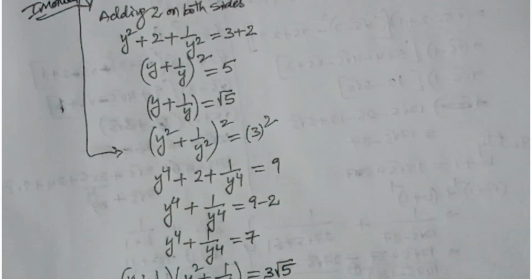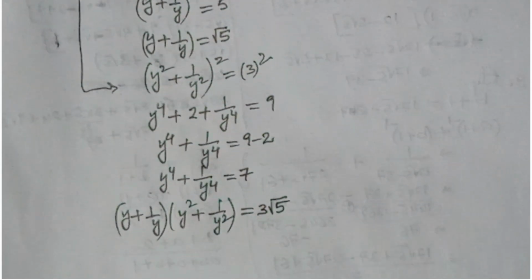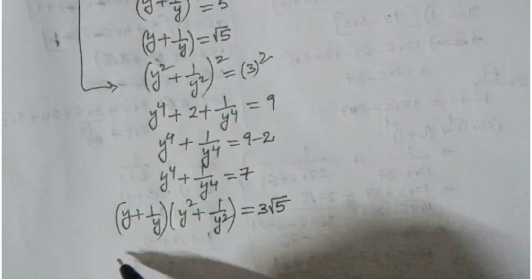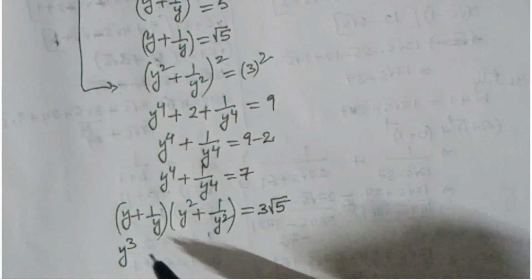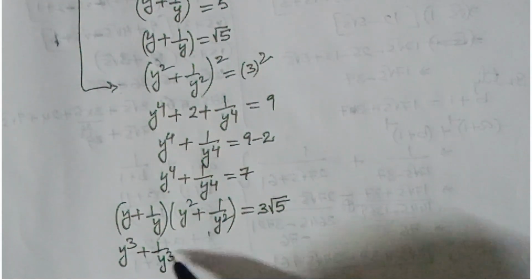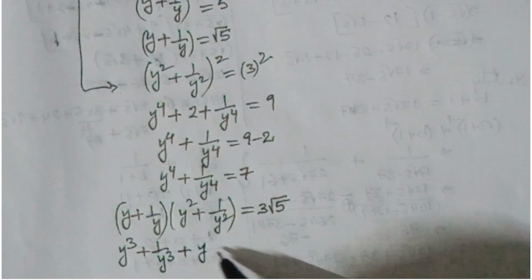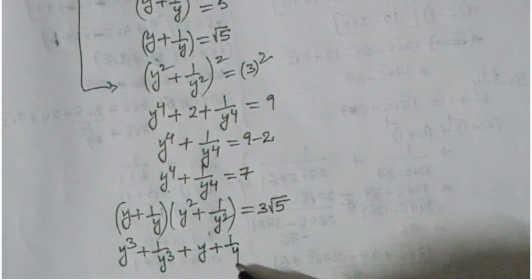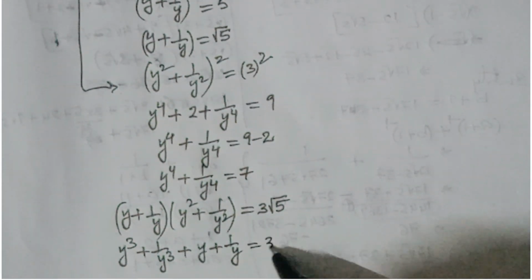So here y plus 1 by y value is root 5, y square plus 1 by y square value is 3. So you are getting 3 root 5. Now if you multiply these two, y cube plus 1 by y cube plus y plus 1 by y is equal to 3 root 5.